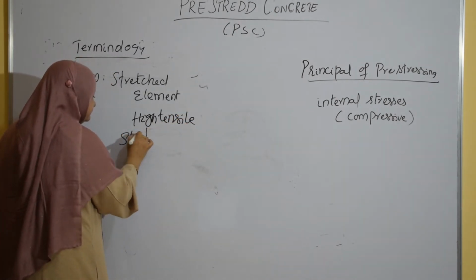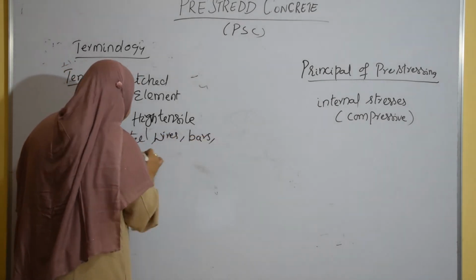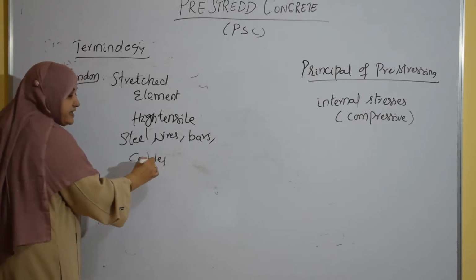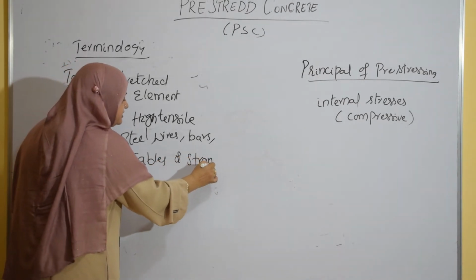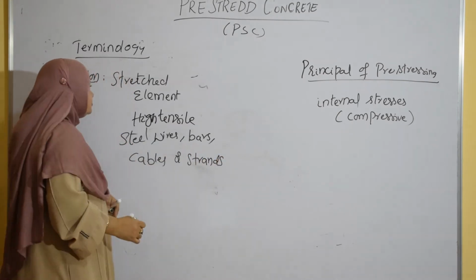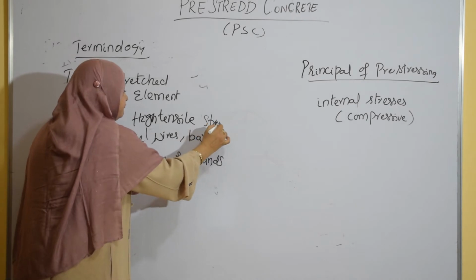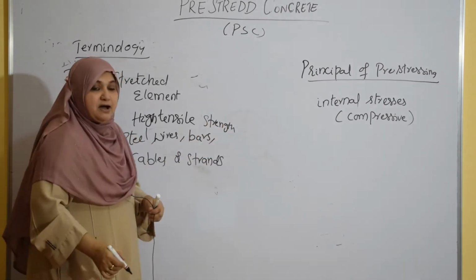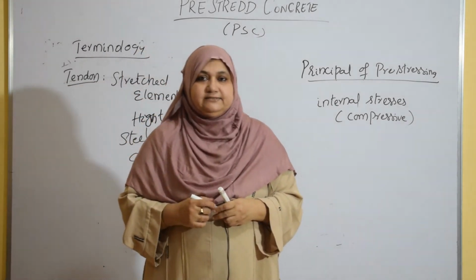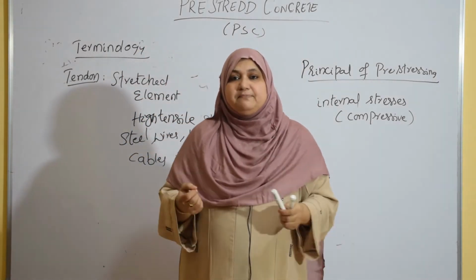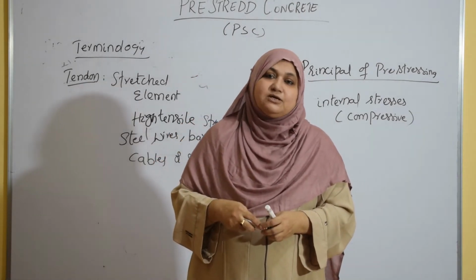wires, bars, cables or strands. Strands means very thin like thread. Okay, so very high tensile strength steel in the form of wires or bars or cables or strands are used as tendons. Tendon is not a simple bar. It is a stretched element which is used to impart pre-stress to the concrete.